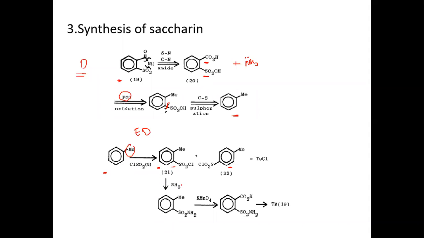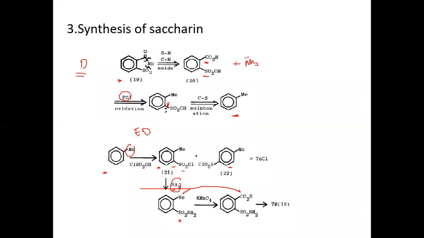Next, we got SO2Cl, sulfonyl chloride here, right? But we'll convert that into sulfonyl amide by adding ammonia. In this step, we are converting sulfonyl chloride into sulfonyl amide. We're adding ammonia here. This is the next step.